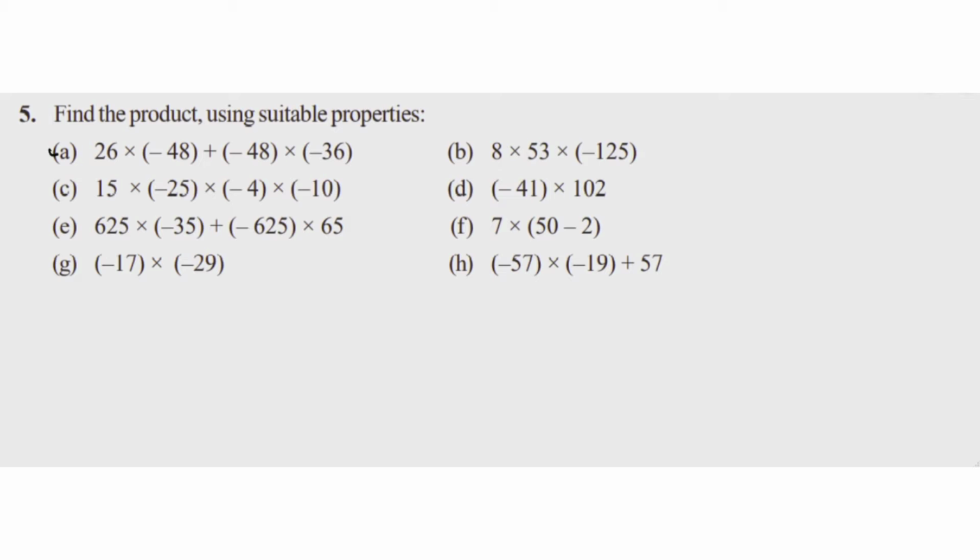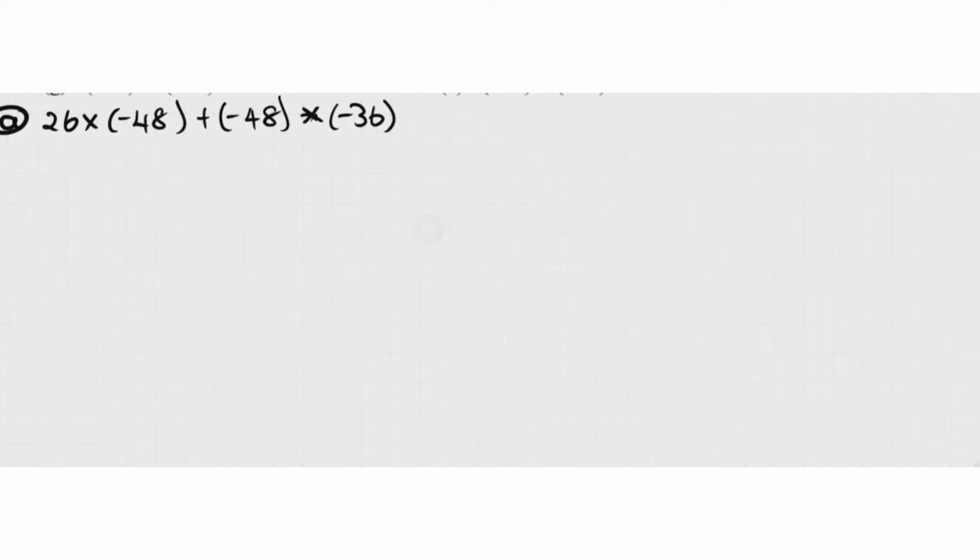Okay. So first we can do the first bit. Here it is given 26 multiplied by minus 48 plus minus 48 multiplied by minus 36. See here, I have only three numbers, that is 26, 48 and 36. 48 is repeated here two times. So we can do the first sum now.